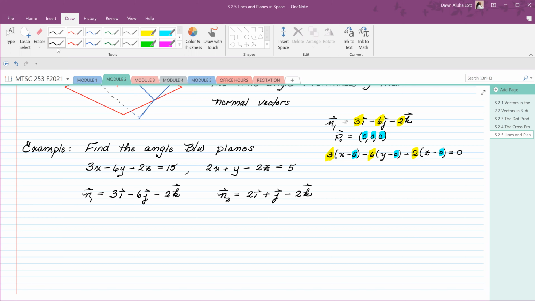Oh, okay. This was like the homework. Yes. So I'm asking you to go backwards now. I gave you the plane, I want you to tell me the normal vector. Okay, so I was asking you to go backwards.